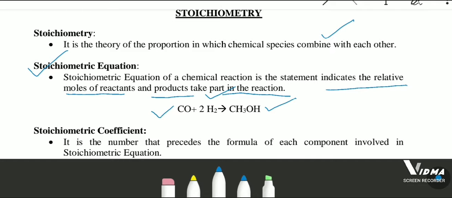But as per the stoichiometric equation, it would be 1 mole of carbon monoxide, 2 moles of hydrogen and 1 mole of methanol, because in stoichiometry the number of atoms in the reactant should be equal to the number of atoms of the element in the product. For example, here the carbon in LHS is equal to 1, whereas in RHS the carbon atom is 1. Similarly, oxygen is 1, hydrogen is 4, and here that is 4.